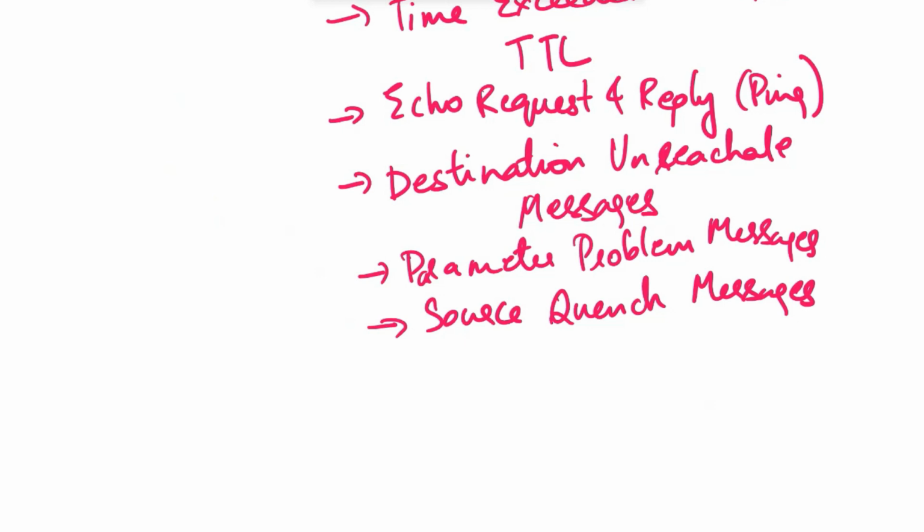While it plays a critical role in network troubleshooting and management, it is essential to use ICMP responsibly to avoid network congestion and potential security issues.